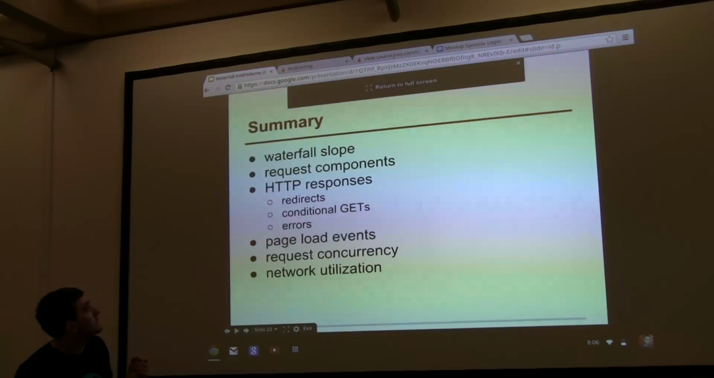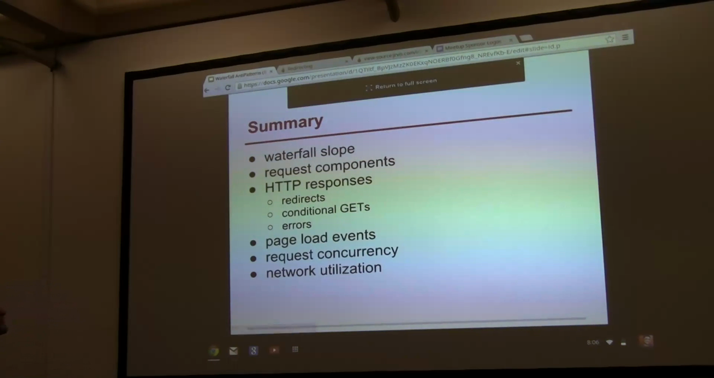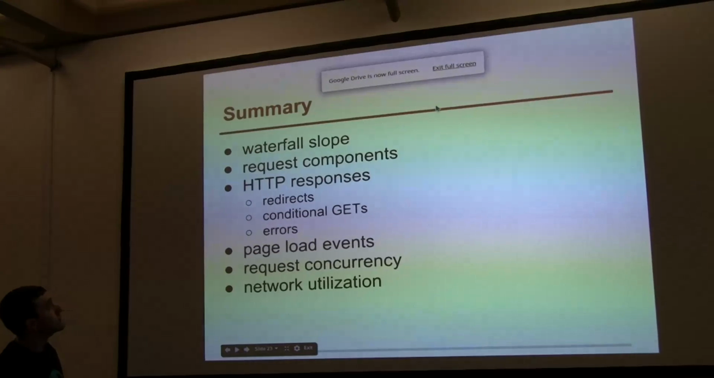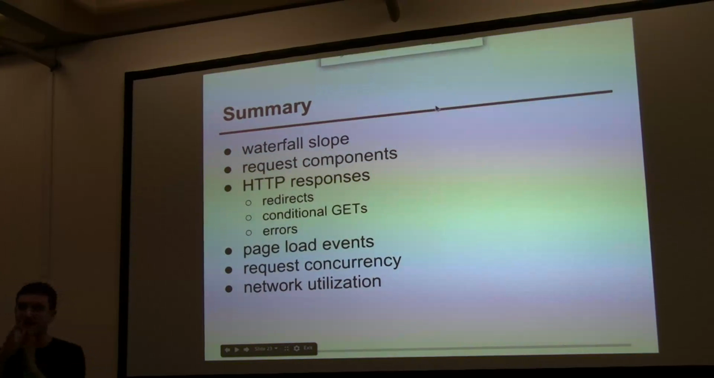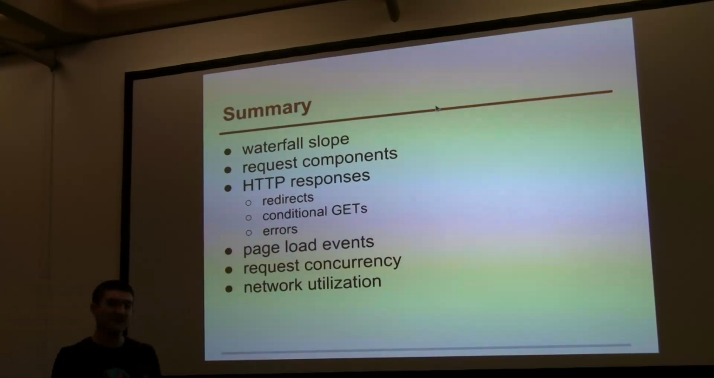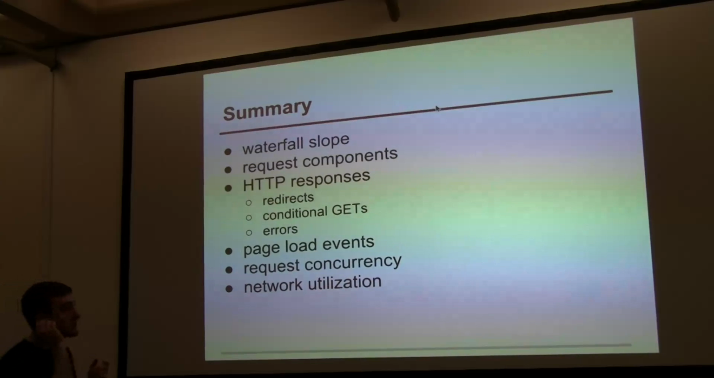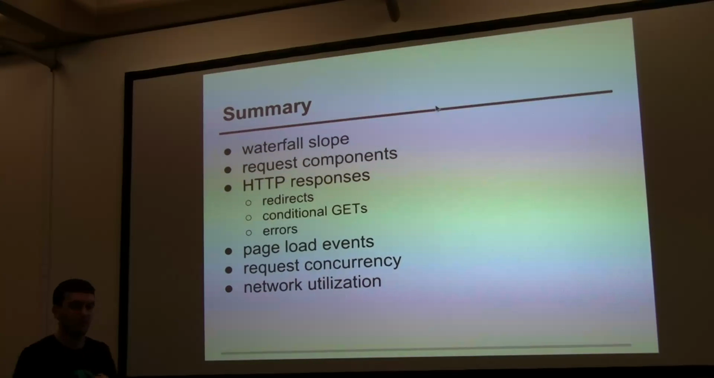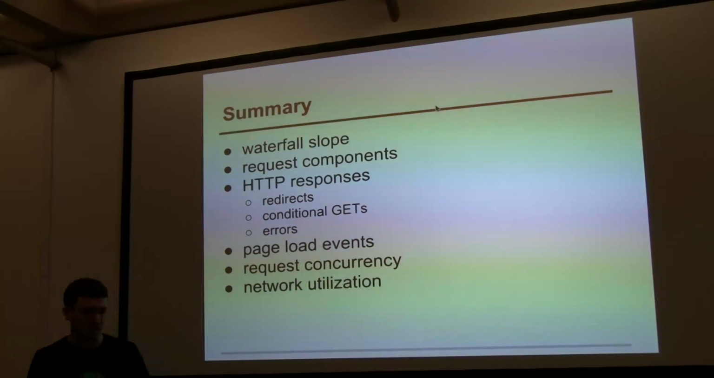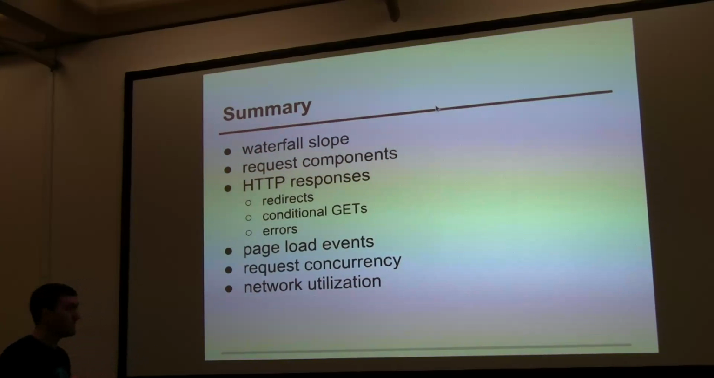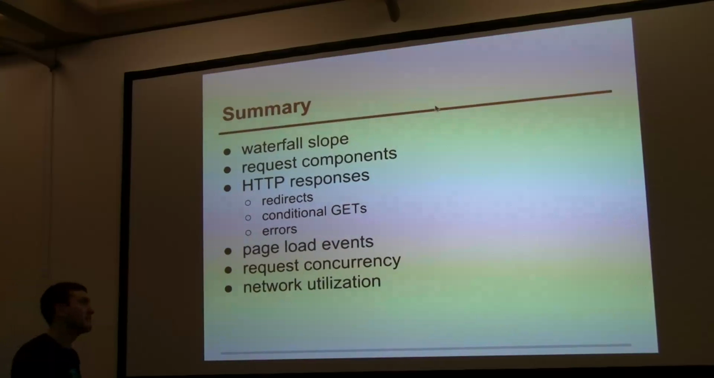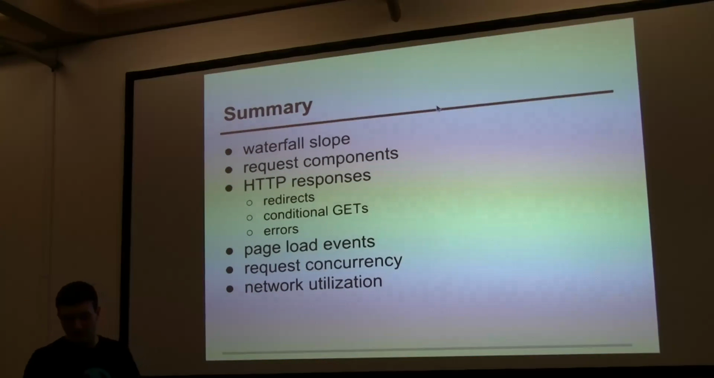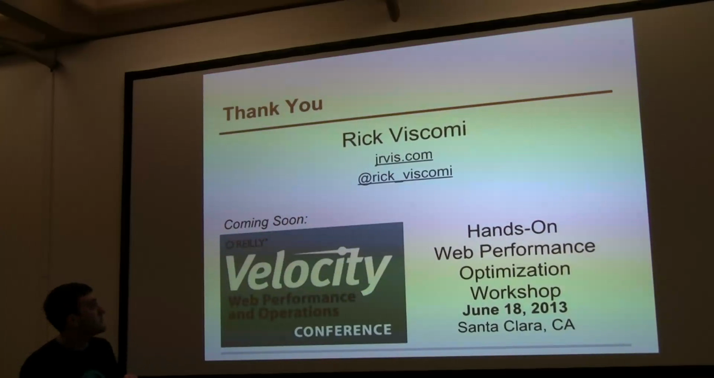I think that's the end. Oh yeah, it's getting to the end. So the summary of what we talked about here, I want to return to full screen. We talked about waterfall slope. In your head, just picture that red line flowing down the side and aim for that straight vertical line. We talked about the components of a request, all the way from DNS to content download. HTTP responses, we can have redirects, the 301s, 302s, caching, 304s, or the conditional GET, and the 404 errors. You can also get the other 400s in there, but 404 is the most common. Page load events and the navigation timing API. We talked about request concurrency and network utilization.